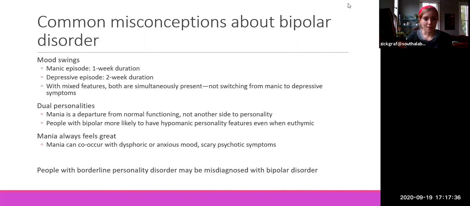So another common misconception, probably based on the idea that bipolar disorder is characterized by mood swings, is that people with borderline personality disorder sometimes get misdiagnosed as having bipolar disorder. And borderline personality disorder, as we'll talk about in the personality disorders lecture, is actually characterized by rapid mood swings within a more discrete period of time, like within a day or from moment to moment. So it's really important to remember that bipolar disorder does not involve mood swings. If a person is having really severe mood swings that are impacting their functioning and getting in their way, it's more likely a different diagnosis.